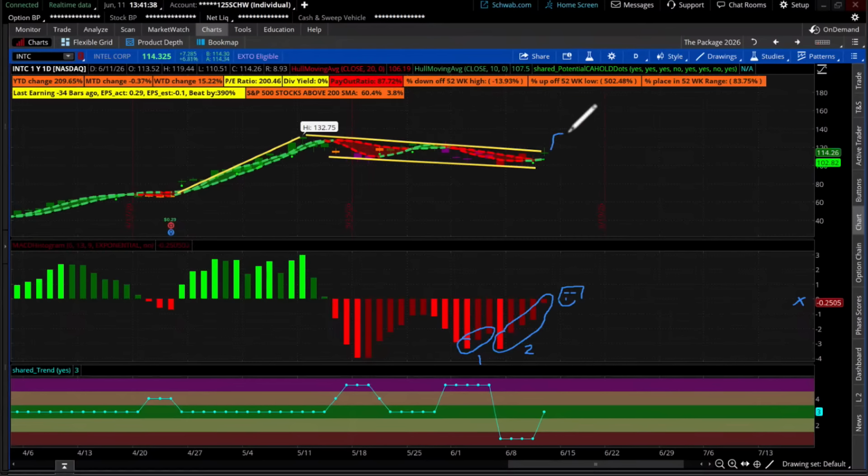But let's say we put a big fat green candle right there, okay? And said, bang, we break resistance, MACD goes green. Wouldn't that be just nice? No, we'll have to find out.